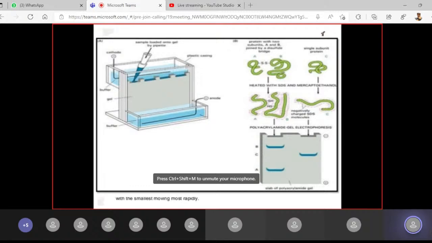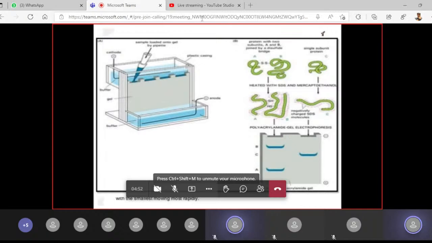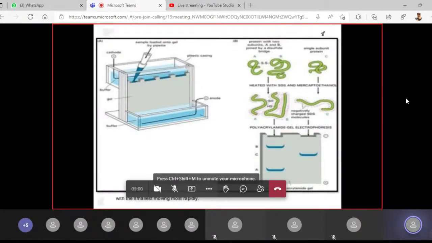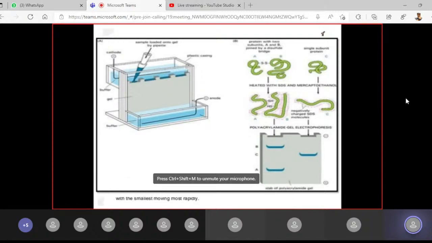Okay, so this sets the basis that what separates the molecules is only the size and molecular weight. Because charge is uniform, the separation is based only on the molecular weight and size. Smaller molecules will run faster, larger molecules will run slower. Or I can say lower molecular weight compounds will move faster, higher molecular weight substances will run slower. Have you understood this SDS PAGE now? Is it clear?